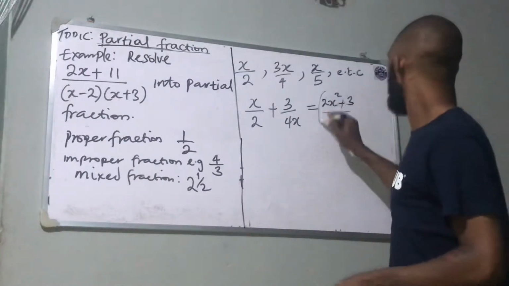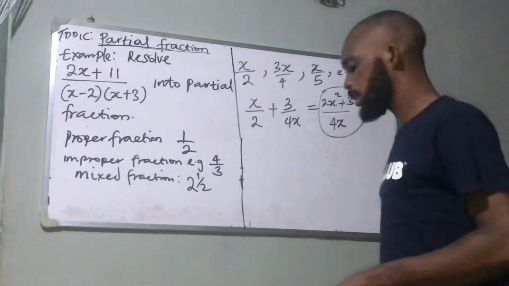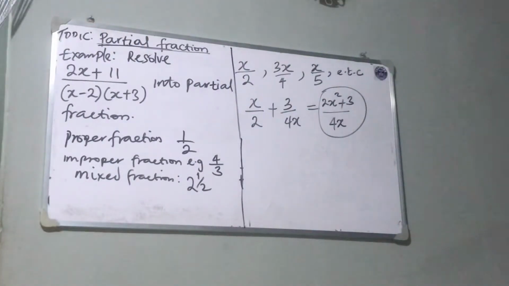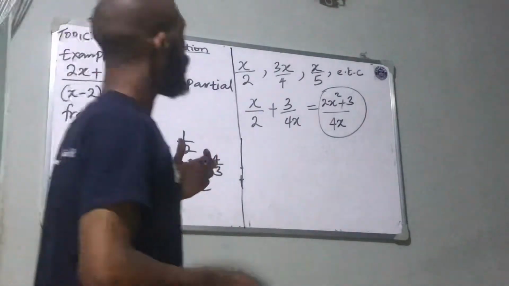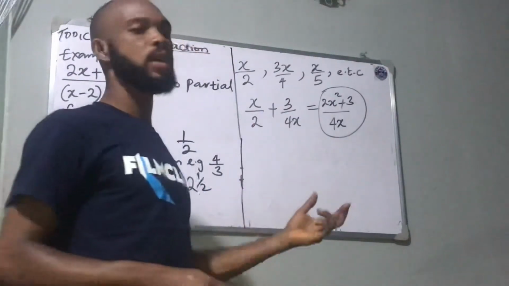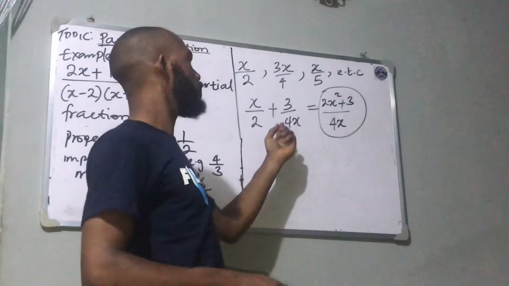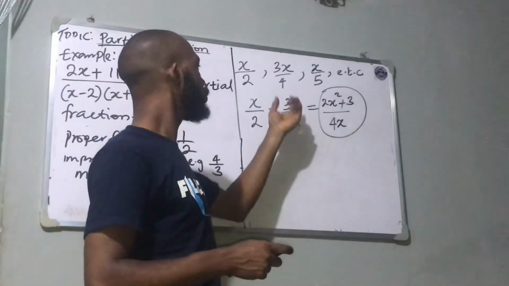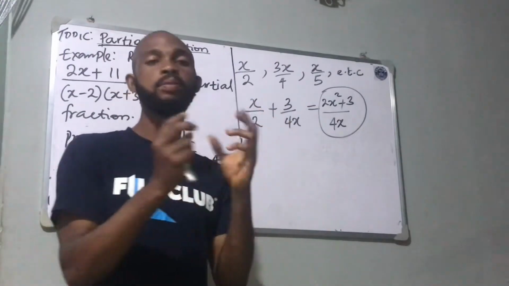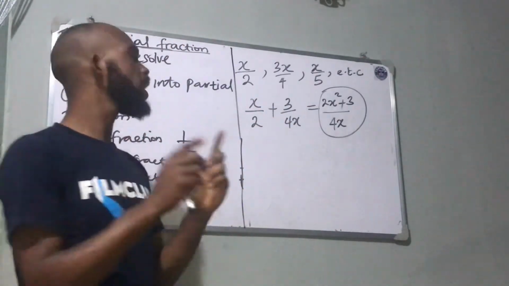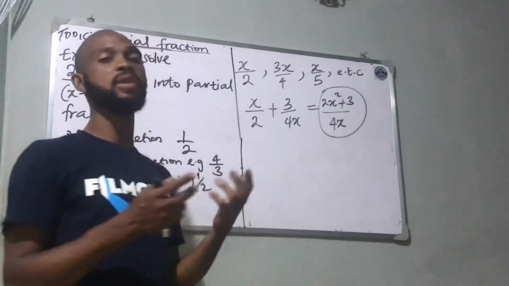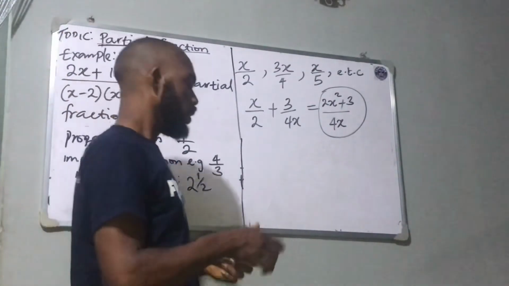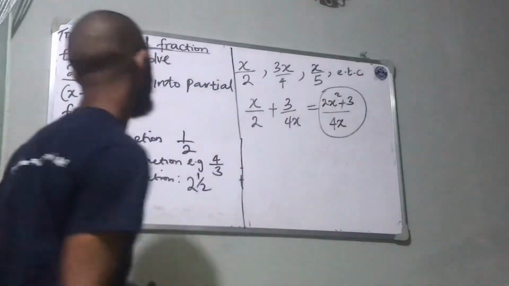Now, this part is what we call partial fraction. Today we'll be looking at how to resolve this part to this part. So what we're saying is how to resolve a partial fraction to two algebraic fractions bounded together by either a plus sign or a minus sign, depending on the kind of question you've been asked. Now let's see an example.